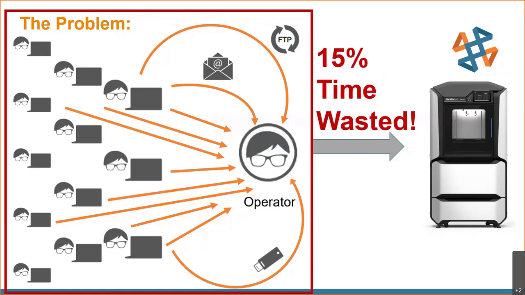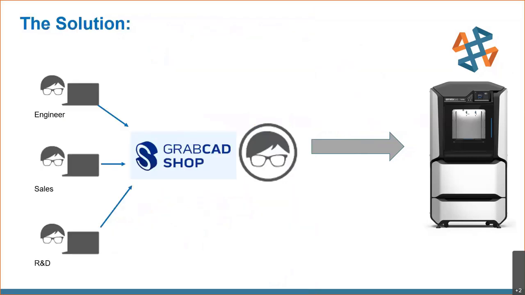If the operator's on a $50,000 salary, that's $7,500 a year the operator has spent emailing, and it's wasted. That time could be spent making 3D prints, scheduling jobs, changing materials, or doing printer maintenance. If this sounds like a problem that you have in your organization, GrabCAD Shop is here to help.